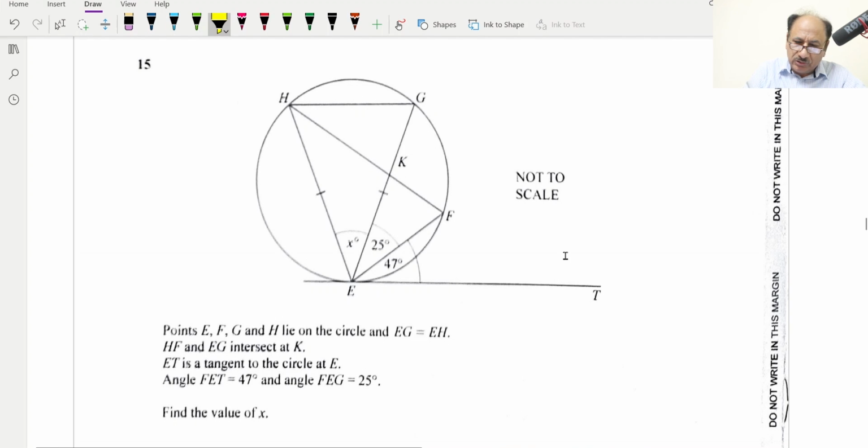Diagram is not to scale, and points E, F, G, and H lie on the circle, and EG is equal to EH, and HF and EG intersect at K. ET is a tangent to the circle at E. Angle FET is 47 degrees, and angle FEG is 25. Find the value of X.